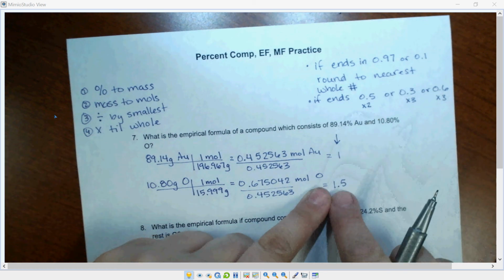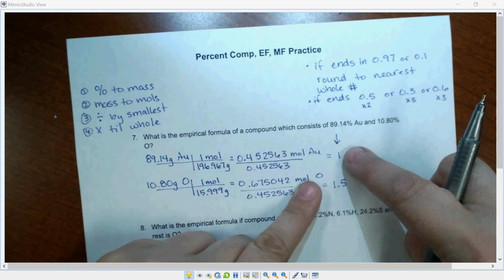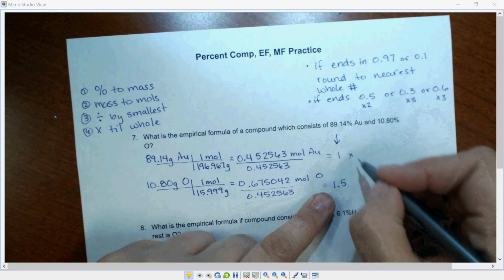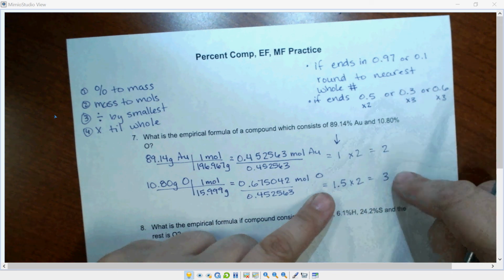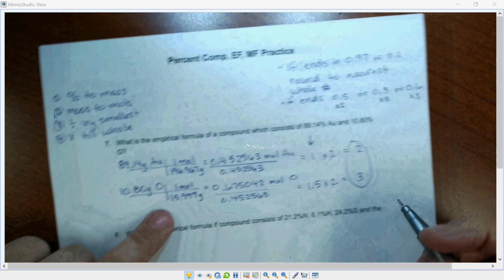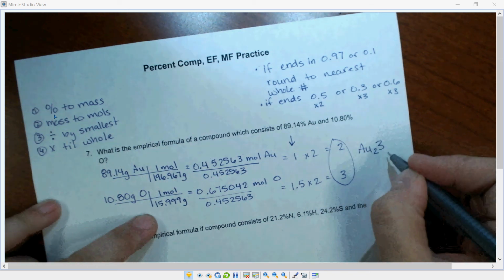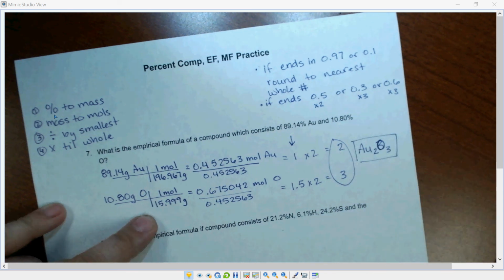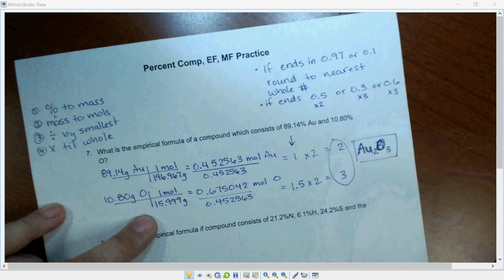But what you do to one, you must do to everything, because we don't want to change the ratio. 1 to 1.5, if I multiply everything by 2, I end up with a 2 to 3 ratio, and that's the same as 1 to 1.5. So these numbers now are the numbers I'm going to use as my subscripts. So I got 2 moles of Au for every 3 moles of oxygen. That is my empirical formula. That's how you do that.